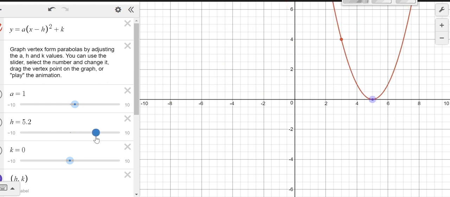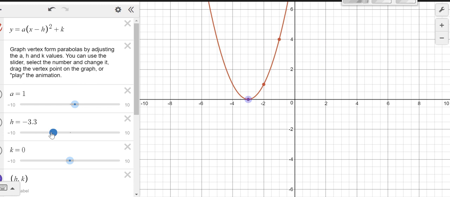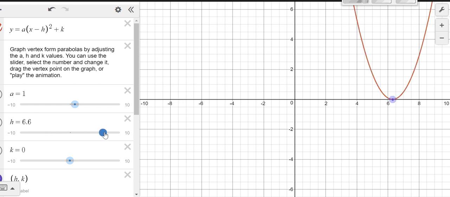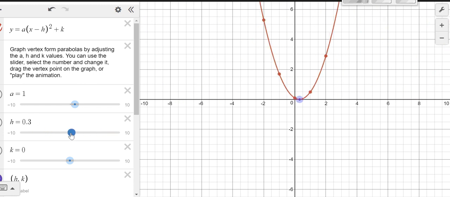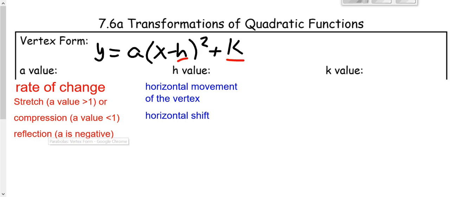Okay, so your H value will change left to right. Now, one thing that you have to remember about your H value is that your formula has a negative. So if your H value is actually a positive 3, you're shifting to the right, it's actually going to say negative 3 up here. So just remember that the formula has a negative and you want to change that sign. Just like when we find the vertex.